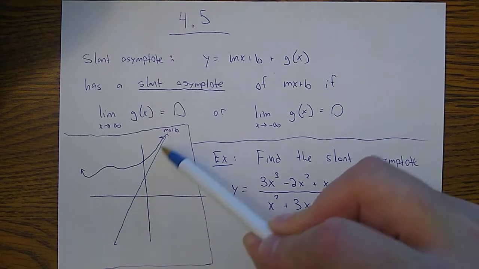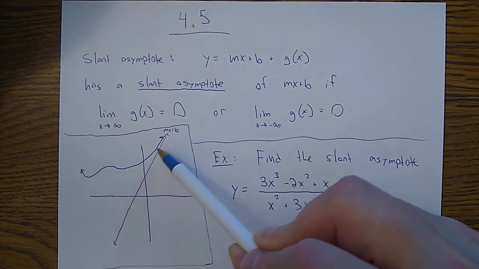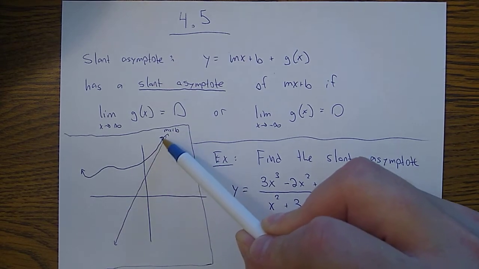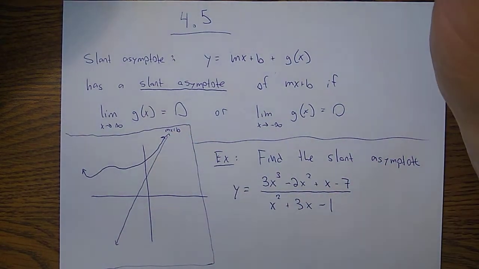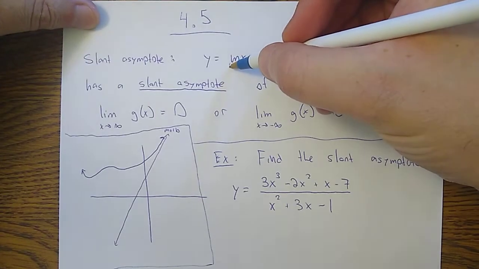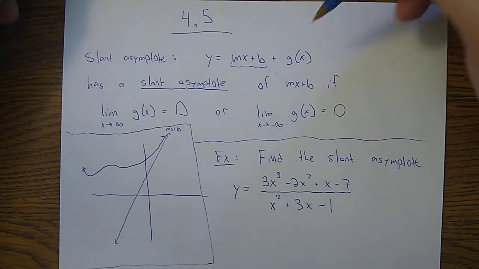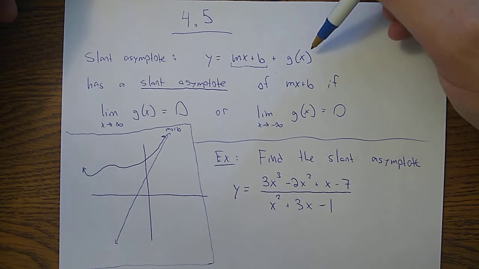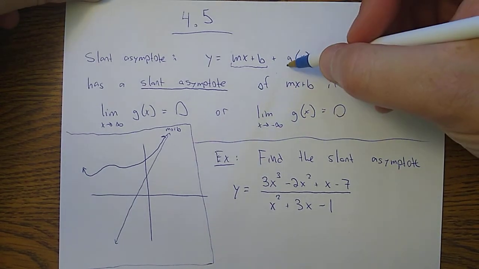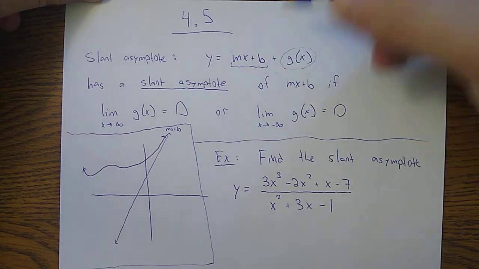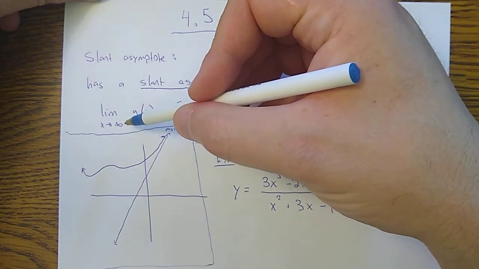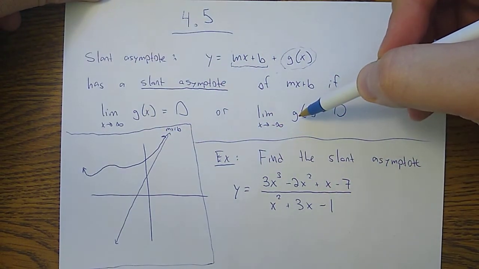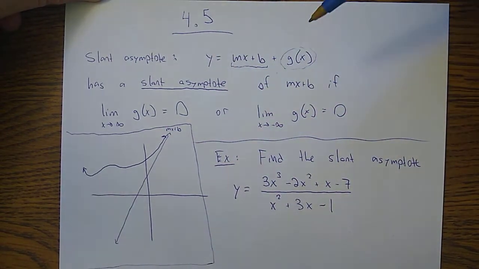So here's a picture of a line, and then I drew a curve, and it looks like if I move farther and farther to the right, the curve and the line are getting really, really close to each other. So mathematically, we talk about this situation when y equals something that looks like a line, so I wrote mx plus b, plus something else, g of x. If that something else goes to 0 as x goes to infinity, or as x goes to negative infinity, then we call this a slant asymptote.